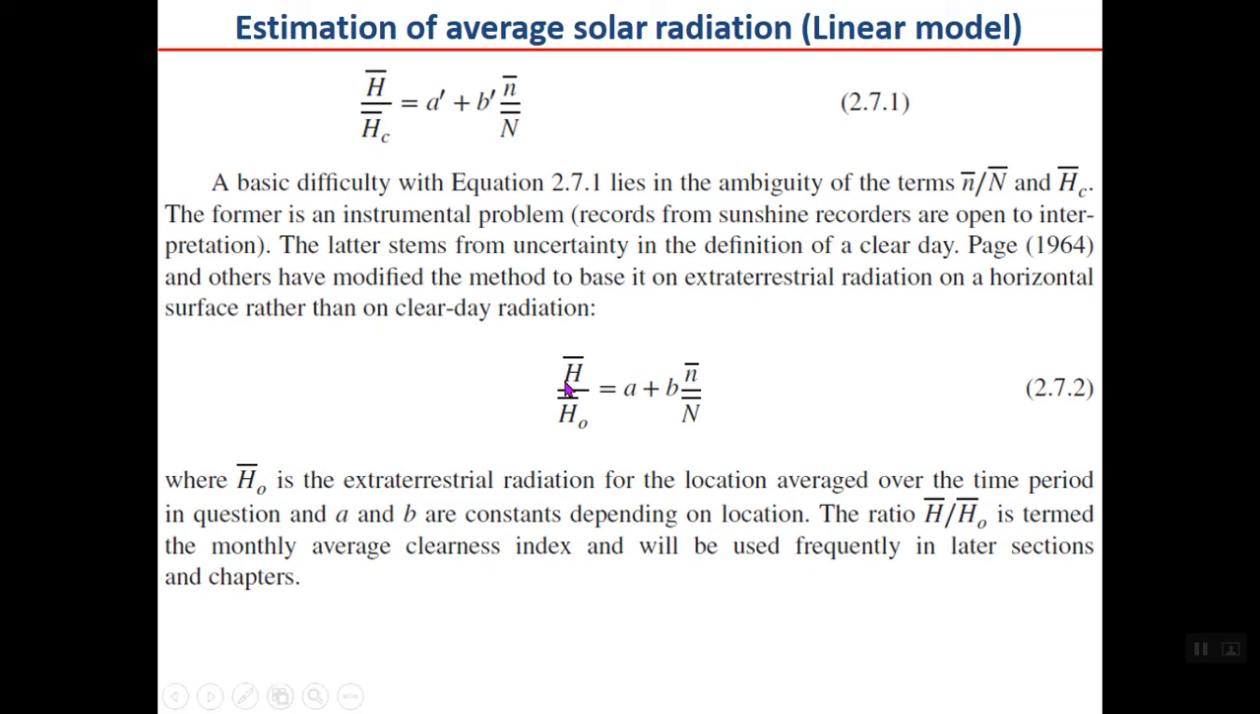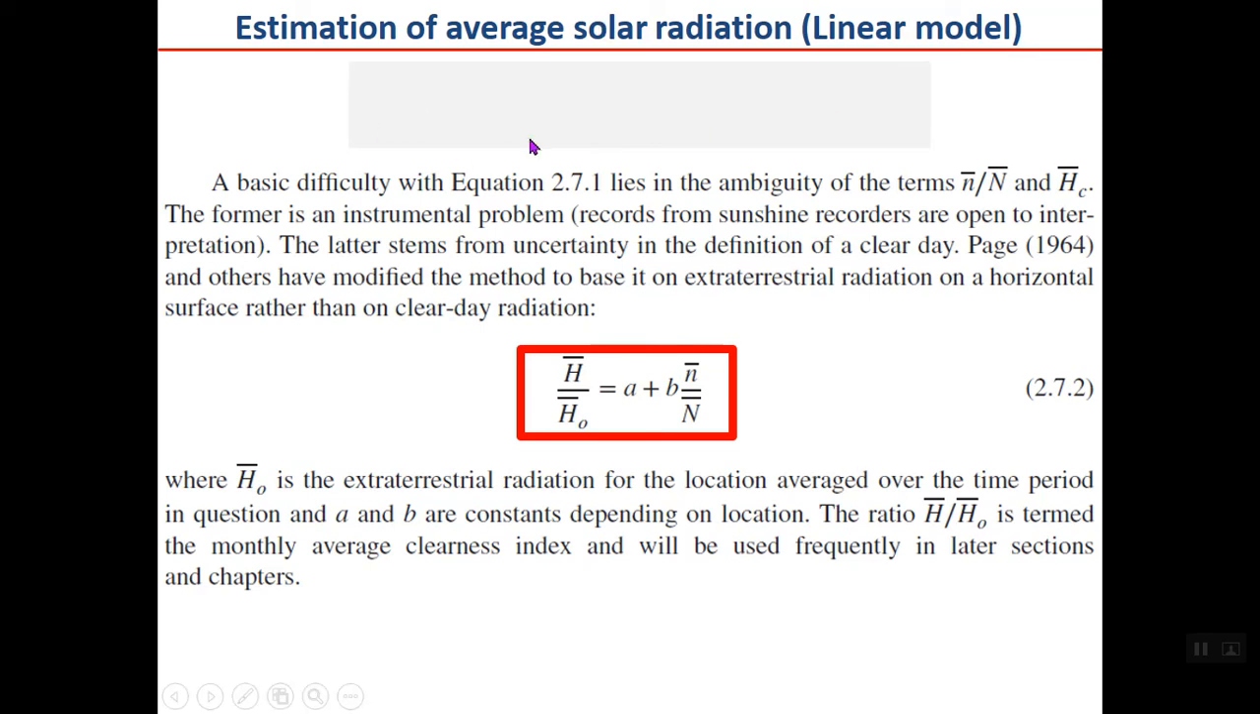The term H bar over H bar 0 is termed the monthly average clearness index. Remember this term, as we will use it later today, and it will be used frequently in later sections and chapters. So actually we use this equation, and the original Angstrom equation is not used anymore.